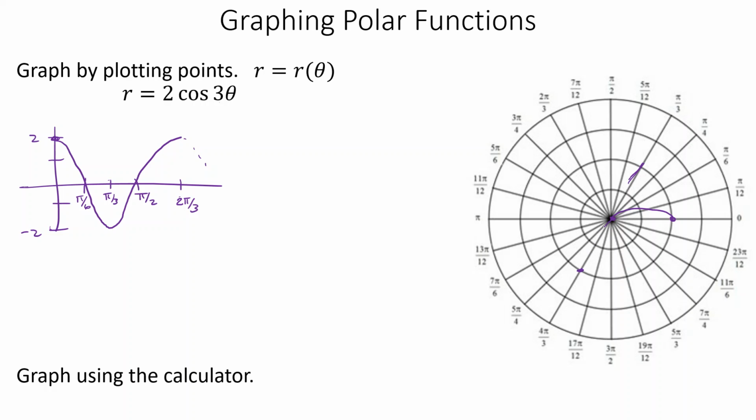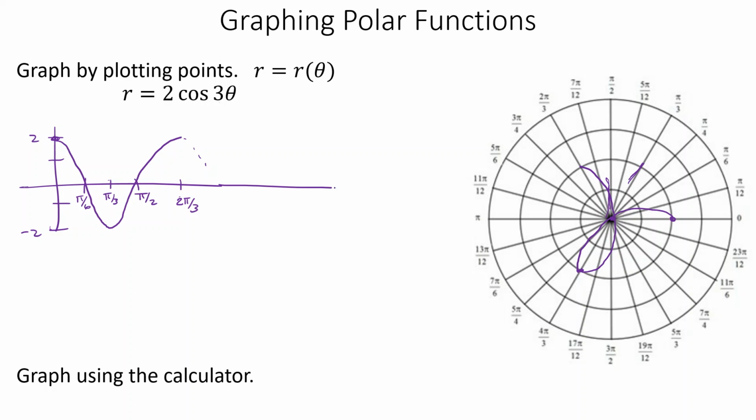So presumably, it would follow around like that. And then by the time we hit pi over 2, which is this guy, I'm back to 0. So I'm heading back to 0 here, probably like that. And then by 2 pi over 3, I'm back up at 2. So 2 pi over 3, which is right here, I'm back out to 2, which would be up there. So I would probably follow this curve around like that.